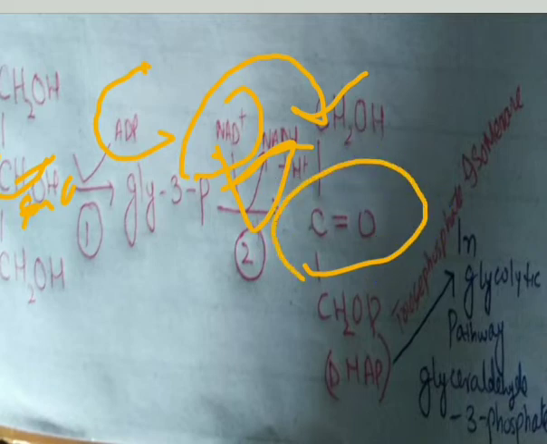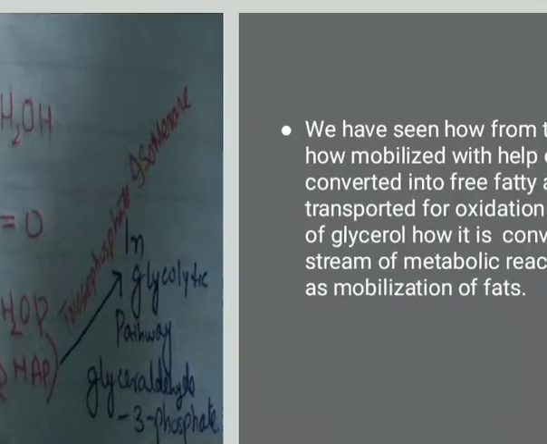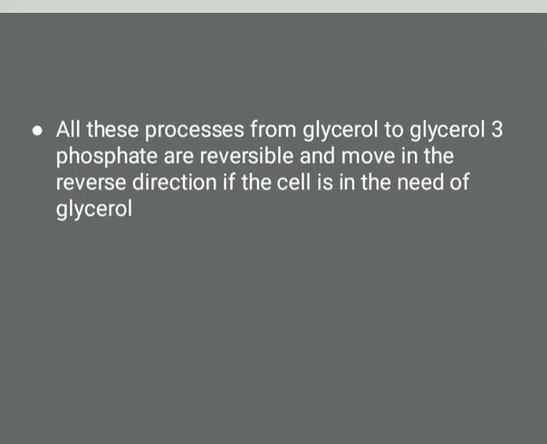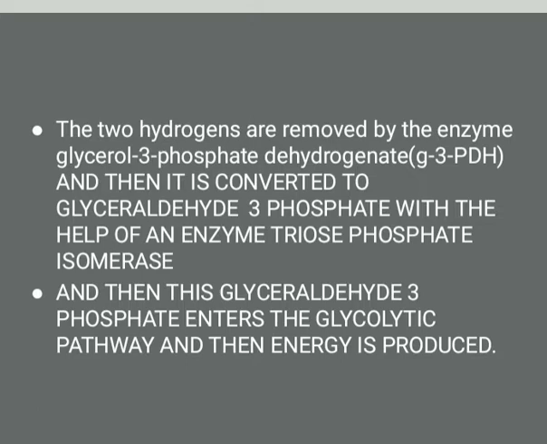Next, the dihydroxyacetone phosphate is acted upon by the triose phosphate isomerase, and with the help of this enzyme, glyceraldehyde 3-phosphate enters the glycolytic pathway, and then the whole process is repeated. So we can see that glyceraldehyde 3-phosphate then enters the glycolytic pathway and the energy is produced. Two hydrogens are removed by the enzyme glycerol 3-phosphate dehydrogenase. It is converted into glyceraldehyde 3-phosphate with the help of the enzyme triose phosphate isomerase.